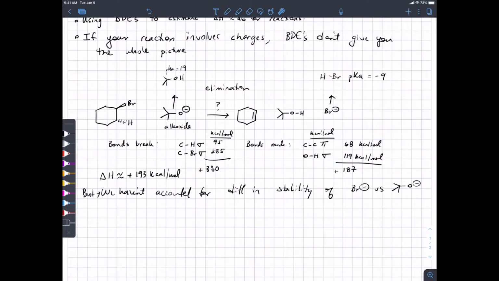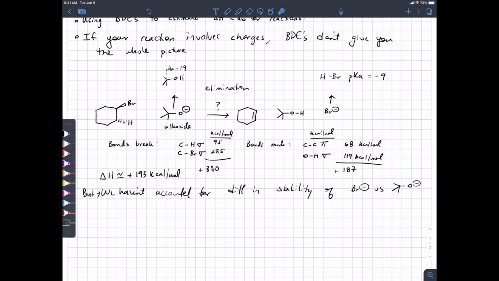So all I meant to say is be careful using bond dissociation enthalpies to decide whether a reaction goes in the forward or reverse direction. It works best when there aren't any charges involved. If there are charges involved, you need to think about differences in stability of the charged molecules.